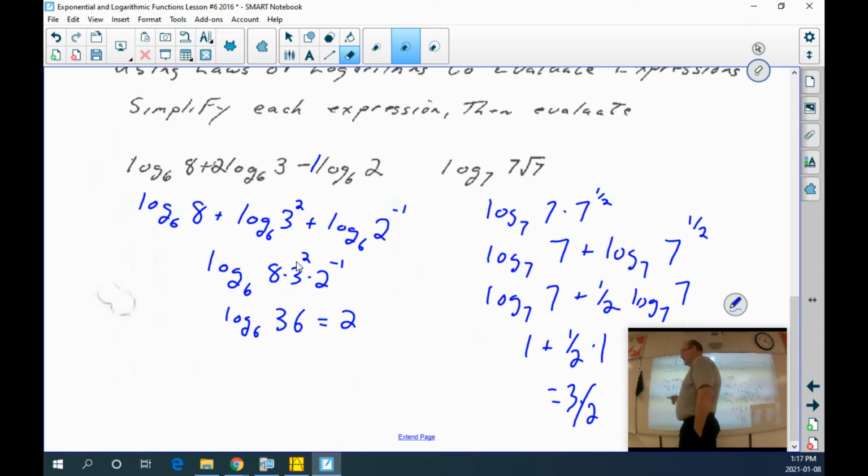Now over here on this one, on the left, I don't want to evaluate log base 6 of 8. I don't know that number. I know it's slightly bigger than 1. But by using the laws of logarithms, I'm able to simplify that down.